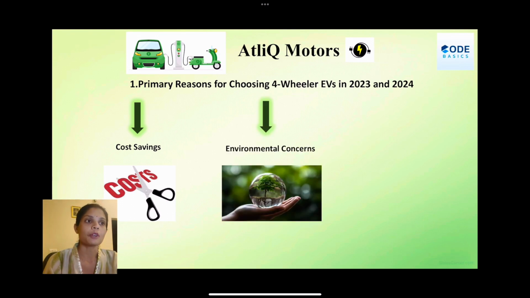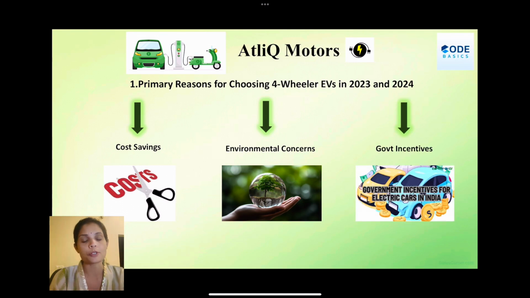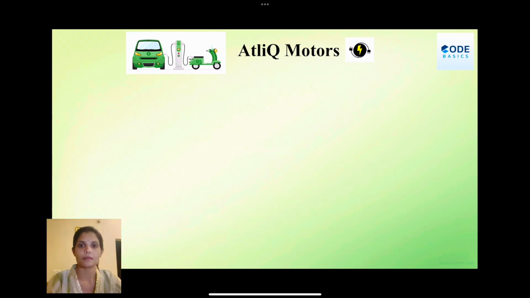Second might be the environmental concerns. Environmental awareness is a major driver for EV adoption. Consumers are increasingly concerned about climate change and air quality, and four-wheeler EVs offer a way to reduce carbon footprints. The third one could be government incentives. Incentives and subsidies play a crucial role in the adoption of four-wheeler EVs. Programs that offer tax rebates, subsidies or grants significantly reduce the effective purchase price.